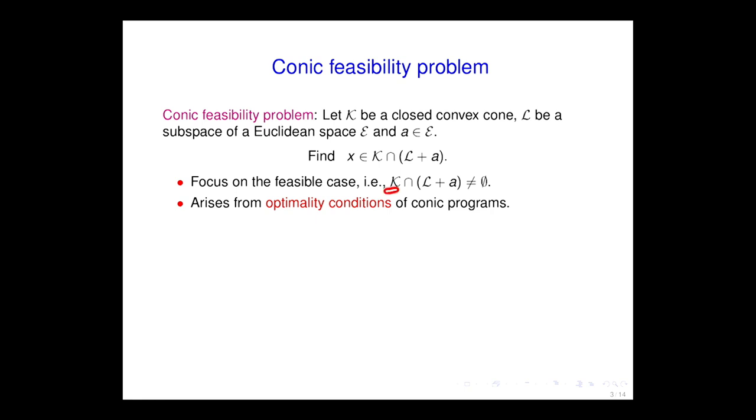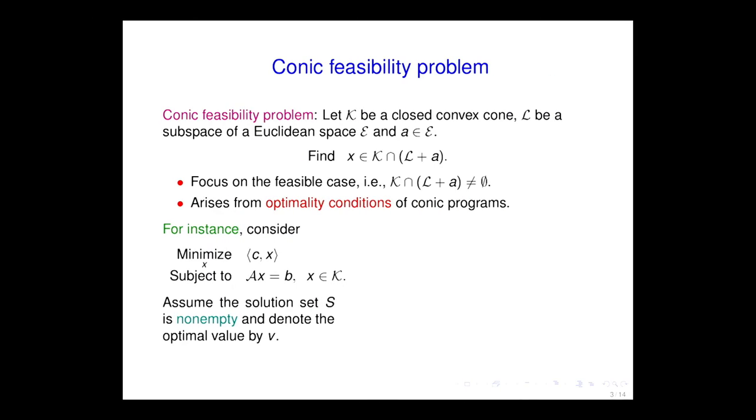Now, this non-emptiness setting actually arises naturally from optimality conditions of conic programs. So I'll just briefly go through it, although I think Kotlin would be laughing. It's so easy. So suppose you consider the conic programming problem. That's why I start with the conic programs. Now, assume that the solution set S is non-empty, and somehow we know the optimal value to be V.